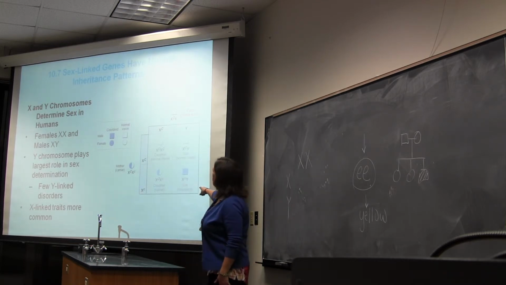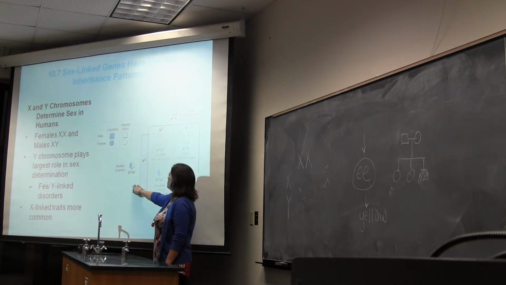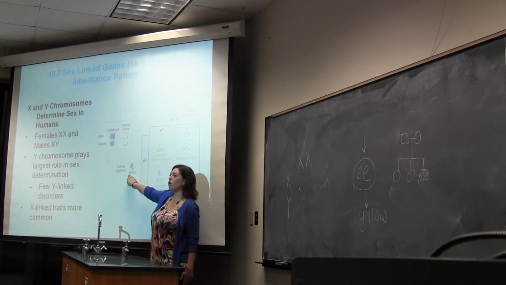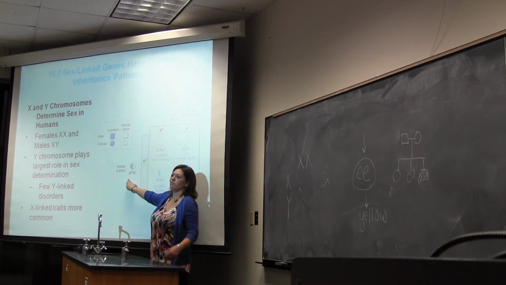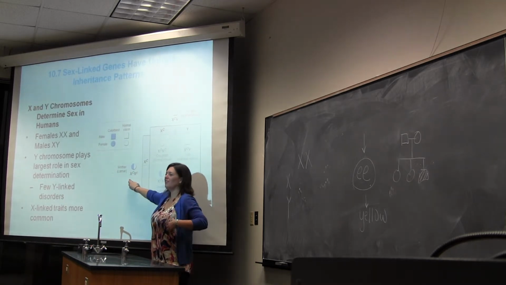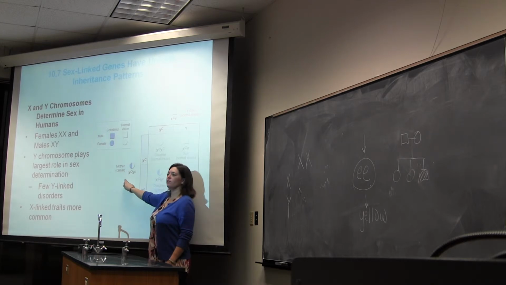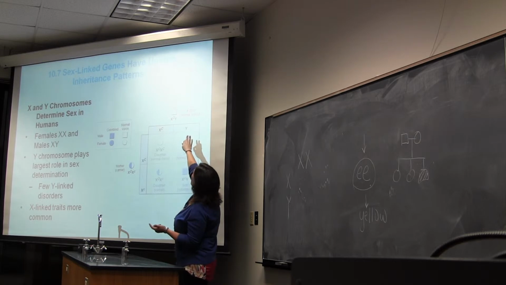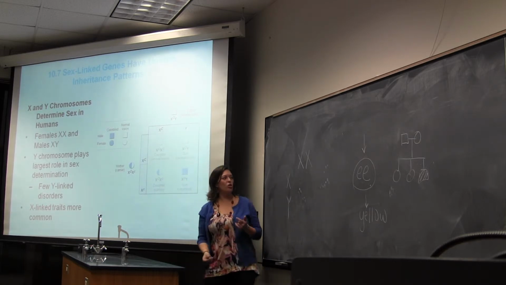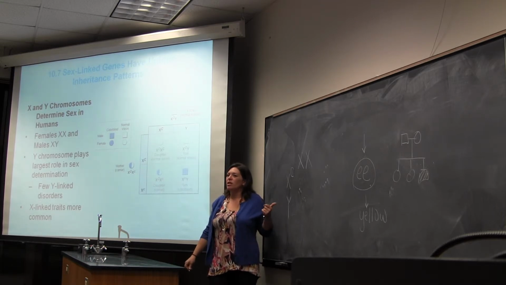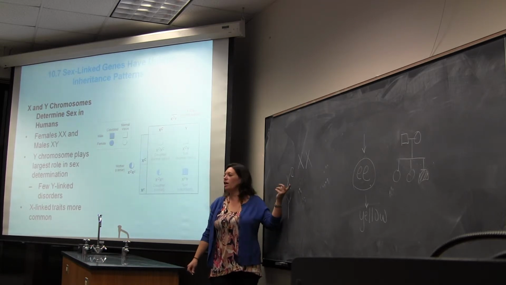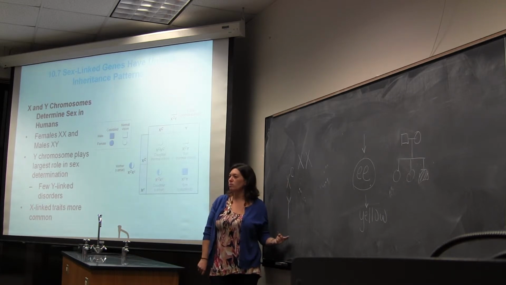In this example, we have a mother who's heterozygous, so she's got 1 big C and 1 little c. She's going to be normal because she's got the normal copy of the colorblind gene. She's a carrier, but she's not going to be affected by it. She hooks up with a guy who has normal vision, so he's going to have a big C on his X chromosome. But this gene is only found on the X chromosome. It's not found on the Y chromosome.